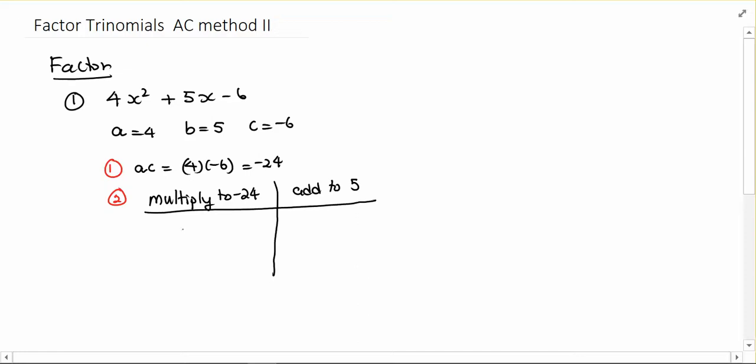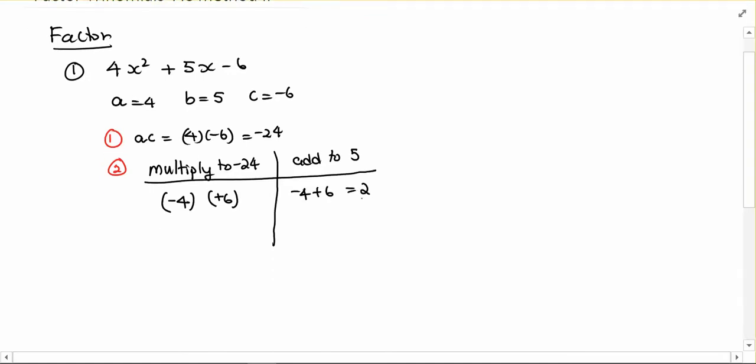So I always start with the pair of numbers that I work with, and when I write these down, I always write down the proper sign. Since it's going to multiply to a negative 24, I know one's positive, one's negative, but it has to add to a positive 5. So I'm going to keep the positive on the larger number and the negative on the smaller number. So negative 4 plus 6 is plus 2.